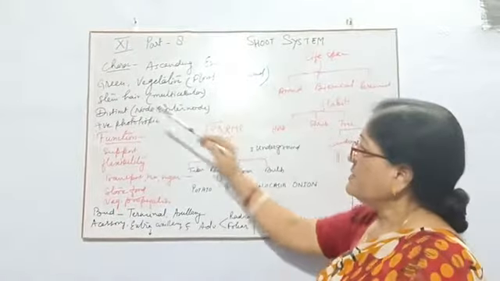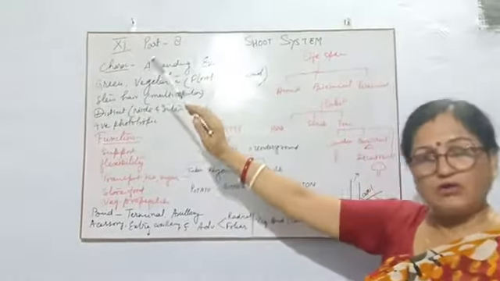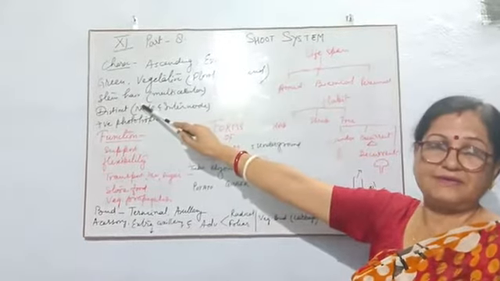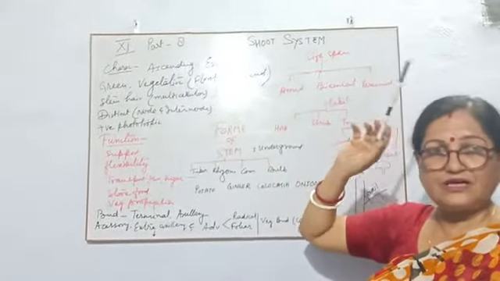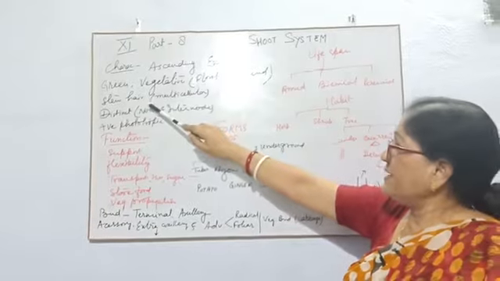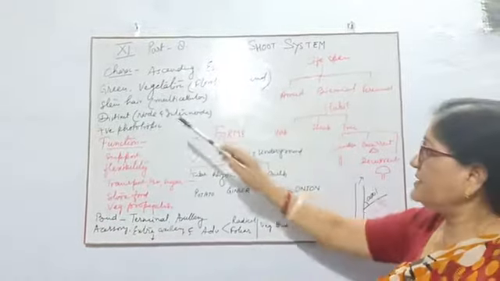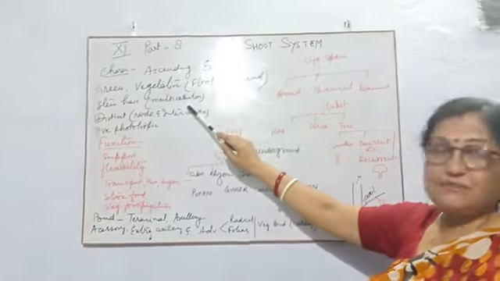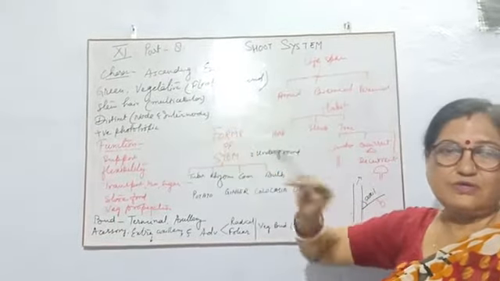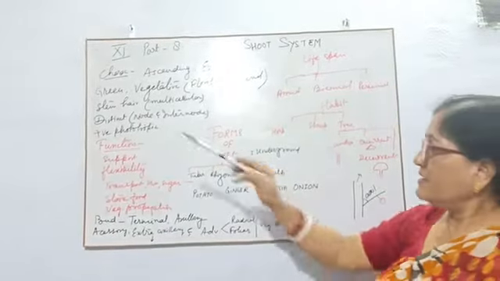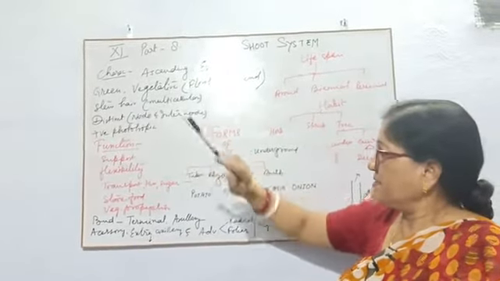Then a few stems, not all, have stem hair, as we have seen in the root. But there is one main difference between root hair and stem hair: stem hair is always multicellular. You can see in the stem of sunflower, they have stem hair.